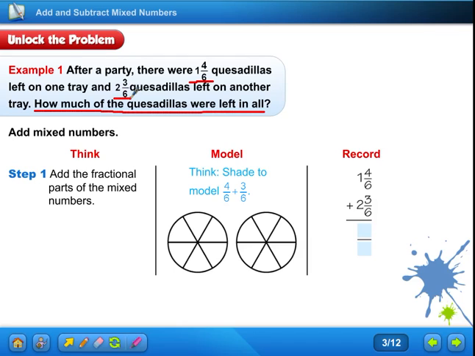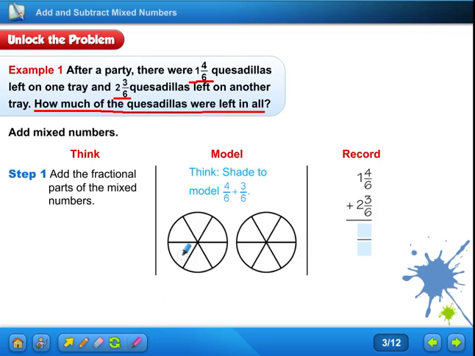All right. So now that we know that, we need to start adding. The first thing I want to do is make sure my denominators are the same. And they both are. They're both a 6 and a 6. So let's add the fraction parts of the mixed numbers. We're going to add the fractions first.